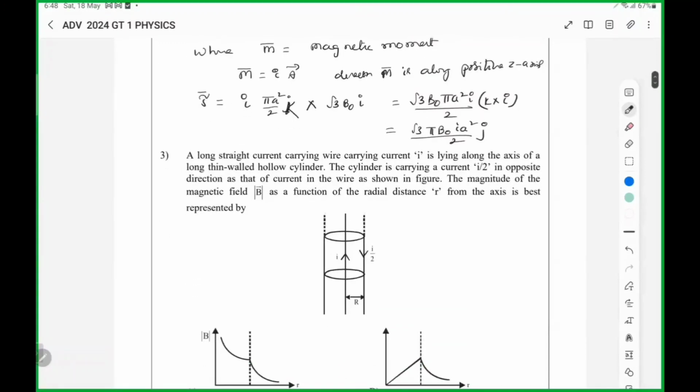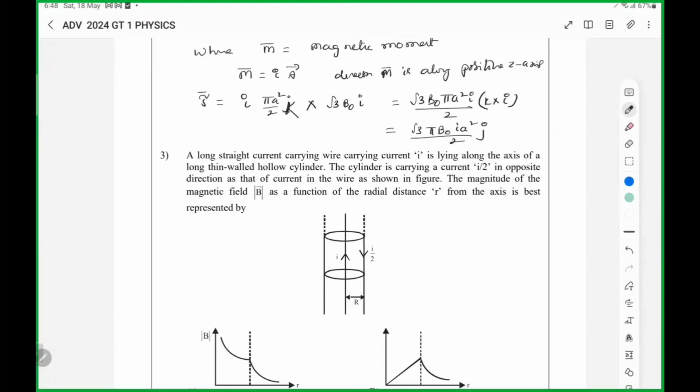Here, a long straight current carrying conductor is placed. A long straight wire carrying current I is lying along the axis of a long thin walled hollow cylinder. The cylinder is carrying a current I by 2 in the opposite direction to that in the wire, as shown in the figure. The magnetic field as a function of distance.